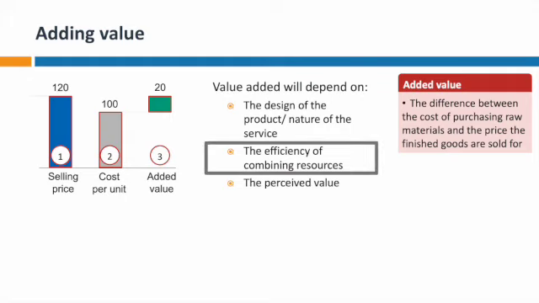Now, why the efficiency of combining resources is part of operations management is quite obvious. It is directly linked with how efficiently we are using our inputs. And also, the design of the product and the nature of the service is closely linked to operations management. So as you can see, operations management is very closely linked to this concept of added value.